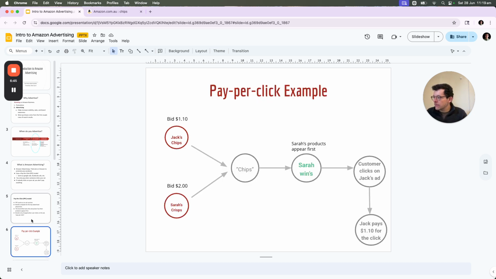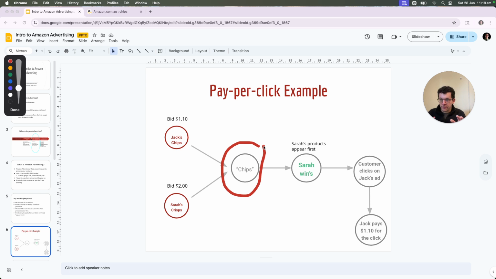So I'll go through a very basic, rough example here. In this particular case, we've got two different brands. We've got Jack's Chips at the top, and then we've got Sarah's Crisps at the bottom. Both of these brands are competitors. They want their products to appear at the very top of the search results when a customer types in chips.